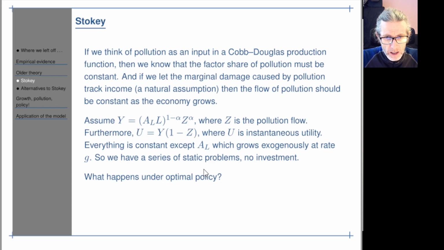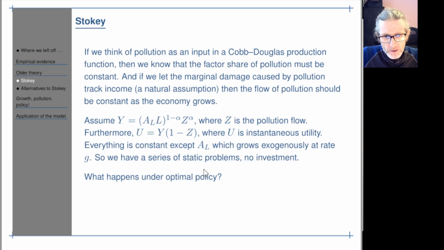Okay, if we think of pollution as an input in a Cobb-Douglas production function, then we know that the factor share of pollution must be constant. We've already looked at this, but I haven't really talked about it that much. We'll talk about it in a second. And if we let the marginal damage caused by pollution track income, and we assume optimal policies, so the price of polluting tracks income and goes up with technological progress, then the flow of pollution should be constant as the economy grows.